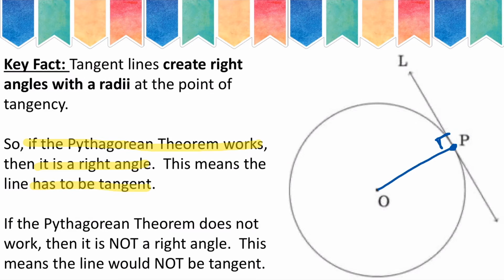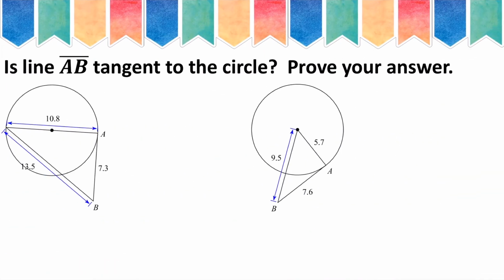On the contrary, if the Pythagorean theorem does not work, then it is not a right angle. And if it's not a right angle, then it is not a tangent line. So let's look at a couple examples. Our job is to determine whether AB is tangent to the circle or not.